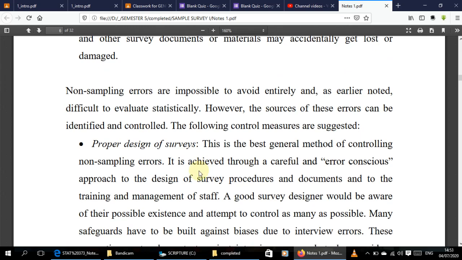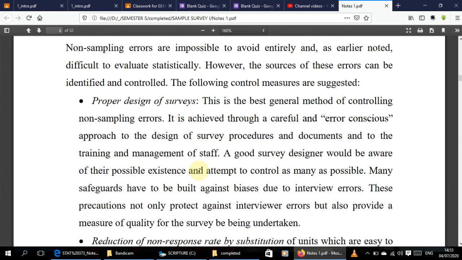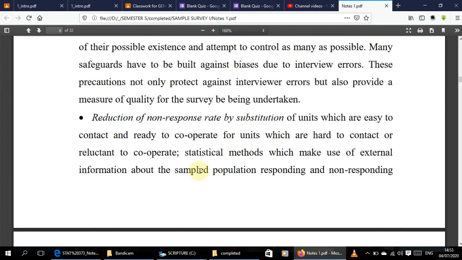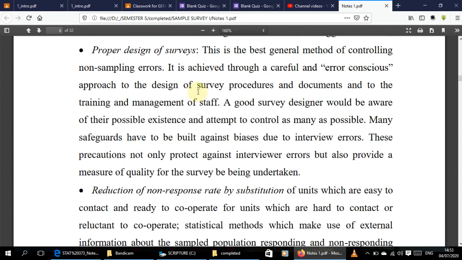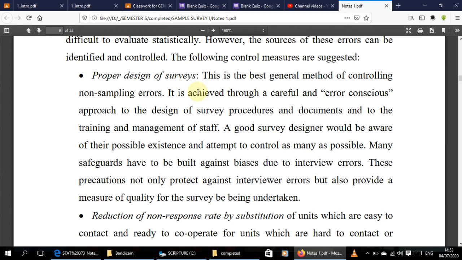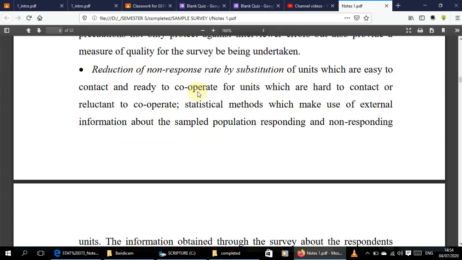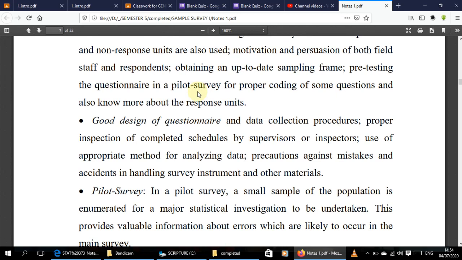Non-sampling errors, if you want to reduce them, then do the opposite of that: proper design of surveys, and reduction of the non-response rate by substitution, right? People didn't respond. Now this guy didn't respond, so if Kofi didn't respond, you can put Ama there to answer the questionnaire so that you won't miss out. Okay, if you didn't prepare your design, or you didn't design your surveys very well, you have to redesign it. Okay, all right. Good design of questionnaire. Make your questionnaires well. Don't include difficult questions that bore people. Make sure your questions are interesting for people to answer.